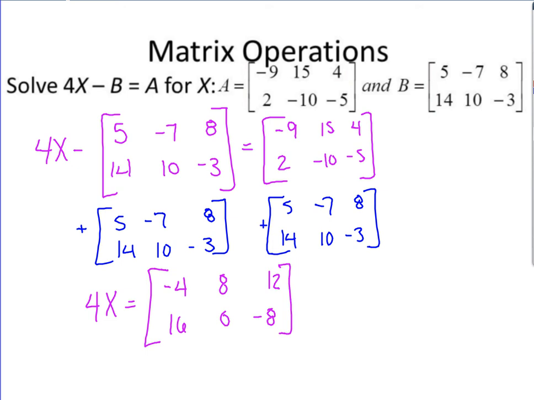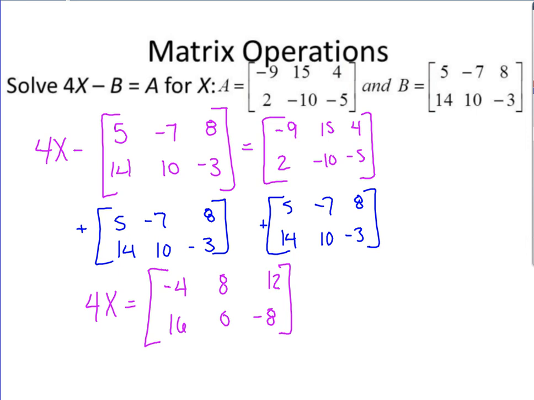So if we add matrix A and matrix B together, negative 9 plus 5 is negative 4. 15 plus negative 7 is 8. 4 plus 8 is 12. 2 plus 14 gives us 16. Negative 10 plus 10 is 0. And negative 5 plus negative 3 is negative 8.